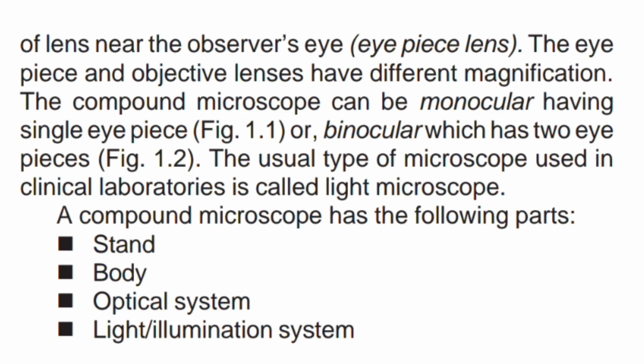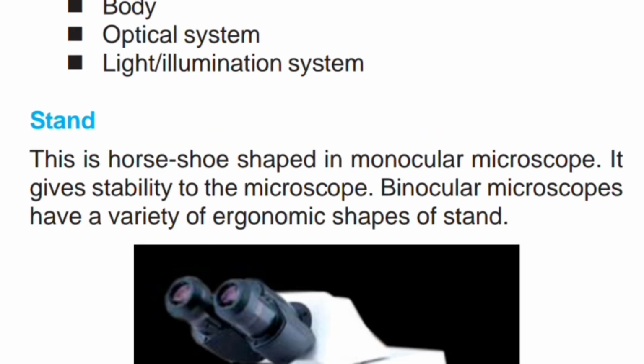The compound microscope can be monocular, having single eyepiece, or binocular, which has two eyepieces. The usual type of microscope used in clinical laboratory is called light microscope. A compound microscope has the following parts: a stand, body, optical system, light illumination system. A stand. This is a horseshoe shaped in monocular microscope. It gives stability to the microscope. Binocular microscopes have a variety of ergonomic shapes of a stand.